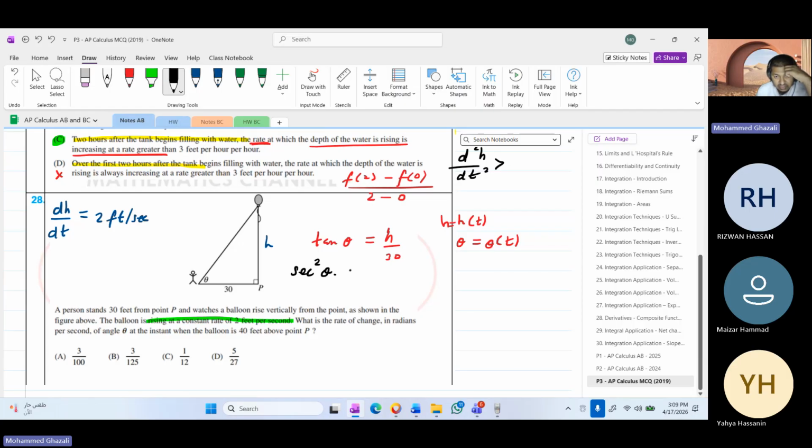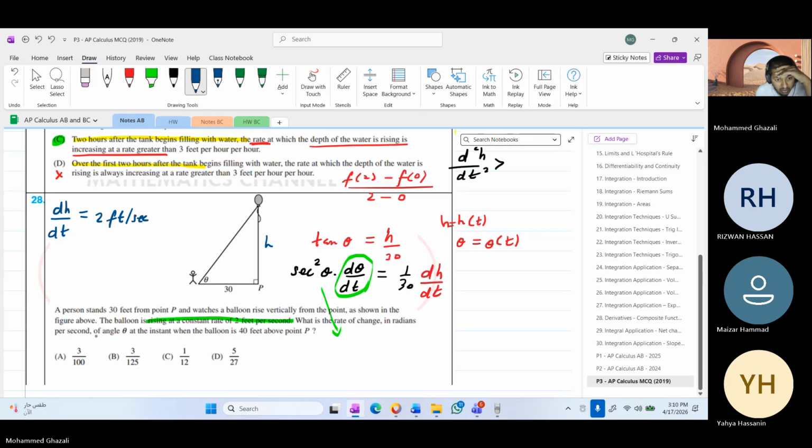Differentiate theta, you get d theta/dt. Differentiate the 1 over 30, I'll take it out as a fraction. Differentiate h, dh/dt. Good. Is all the information given? Let's substitute the information now. What did they tell us? They asked: what is the rate of change in radians per second? So there it is, d theta/dt. That's what we want to evaluate.